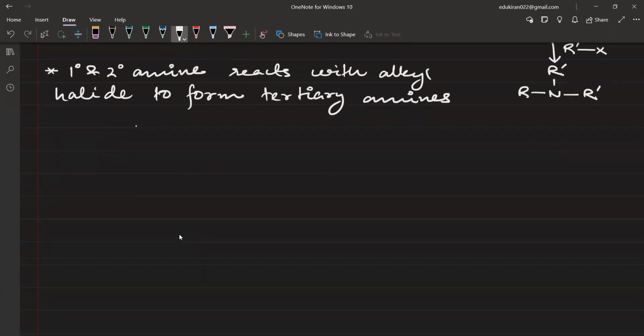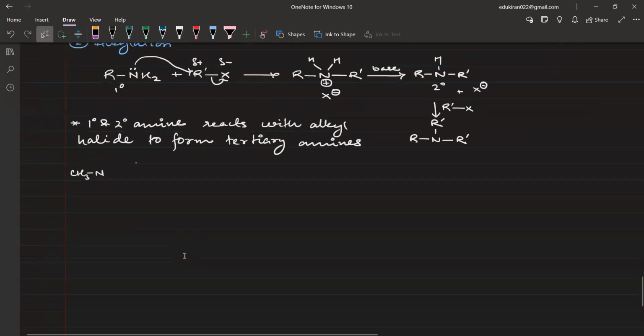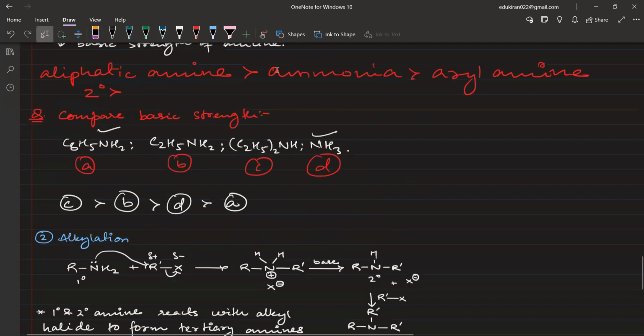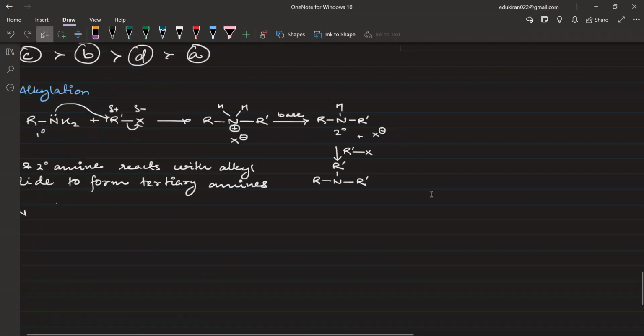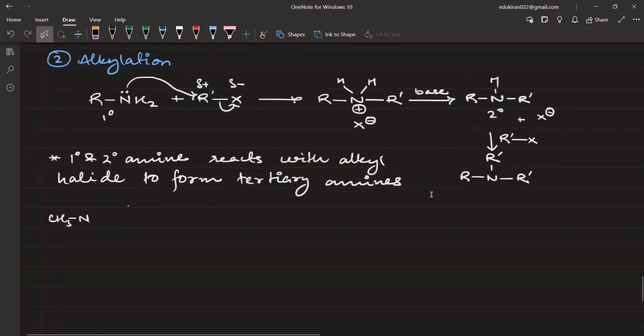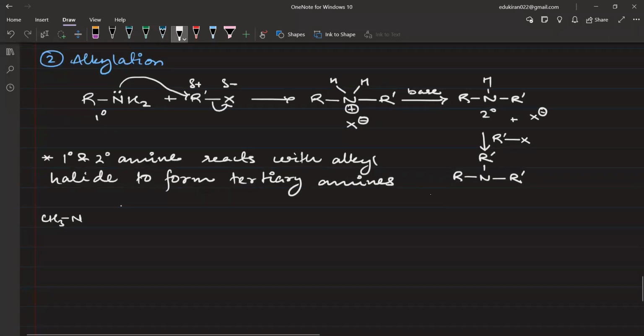ठीक है, 1 degree amine reacts with alkyl halide to form tertiary. Now, for example, you have CH3NH2. Please see here, you have CH3NH2, okay, and you are treating this with chloroethane, ethyl chloride. So first of all, you will get CH3 NH, and this nitrogen atom will have 2 carbon attached like this, है ना? 1 carbon and 2 carbon.